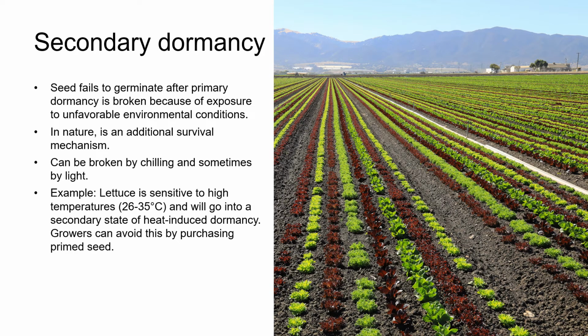Secondary dormancy isn't one of the classes proposed in the Baskin's classification system. Secondary dormancy is a term applied when seed fails to germinate after primary dormancy is broken, because the seed is exposed to unfavorable environmental conditions. In nature, this is an additional survival mechanism.